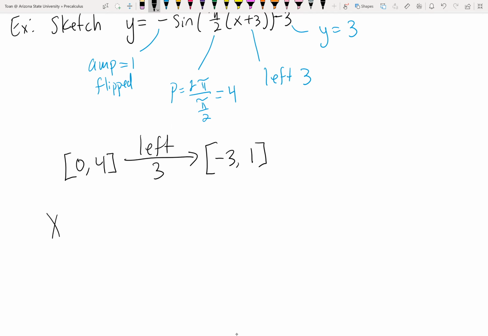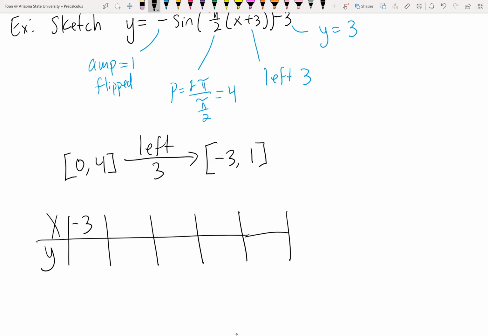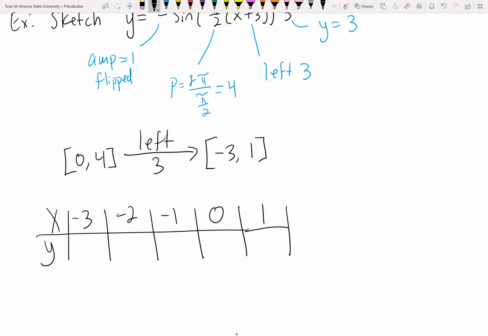Make your XY table. I know I'm going to have 5 pieces, starting at negative 3 and 1. And then just take the averages. So right in the middle, it's the average of negative 3 and 1. So negative 3 plus 1 divided by 2 is going to be a negative 1. This guy here would be a negative 2. This guy here will be a 0. I did that fairly quickly, but I think you guys can do averages.